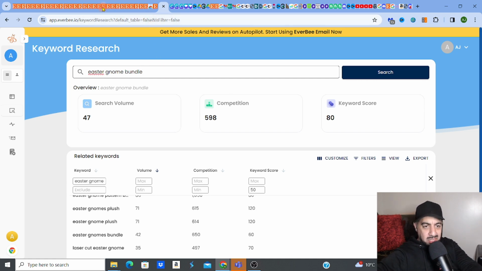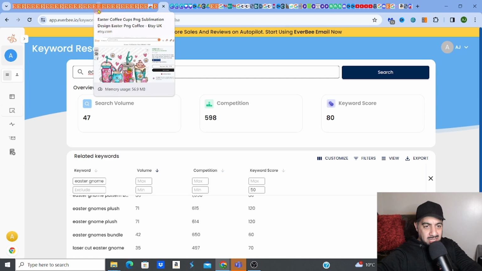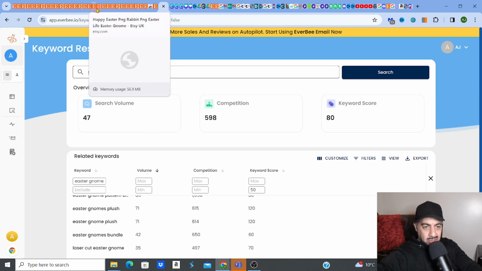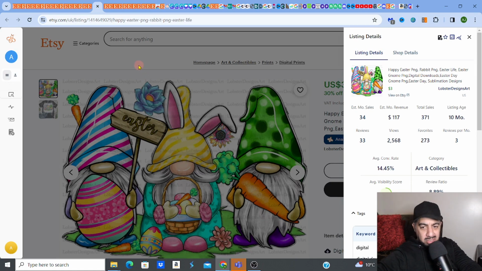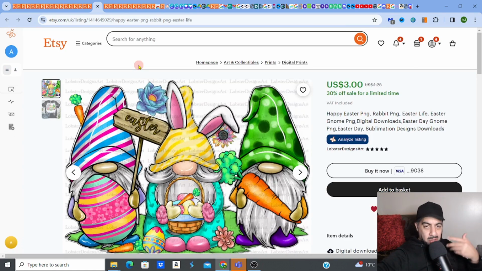So for me, from one Easter gnome design, if I were to do a bundle, then I know that it's going to get me up on that first page quite well, right? If I did a bundle of Easter gnomes. So can you see how you can actually expand on an idea? And then again, look at this.